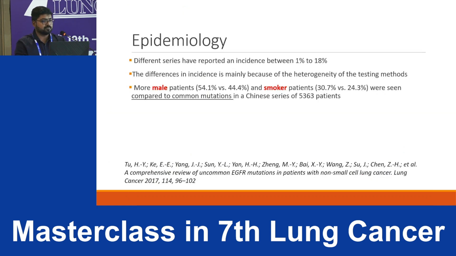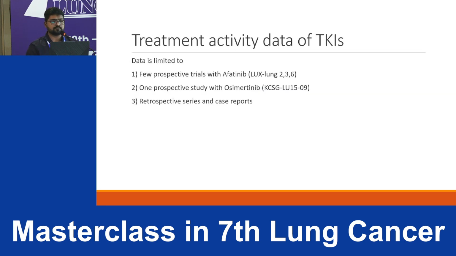A small note on epidemiology. Different series have reported different incidences of uncommon EGFR mutations, mostly between 1 to 18%. The difference in incidence is mainly because of the heterogeneity of the testing methods. Also, there is a Chinese series where they found that there is probably a male preponderance and more of a smoking history in these uncommon mutations compared to the common EGFR mutations.